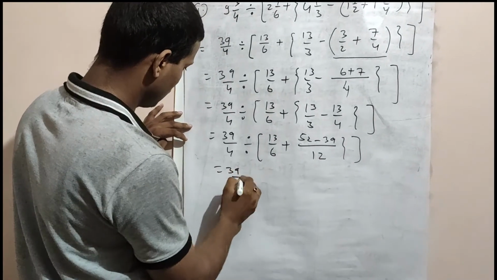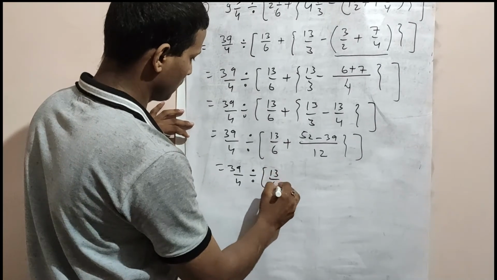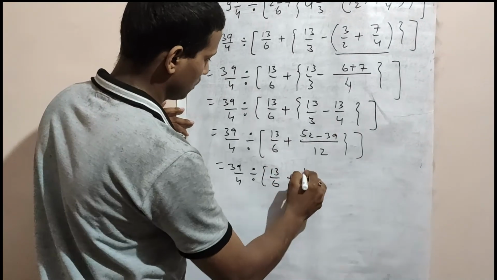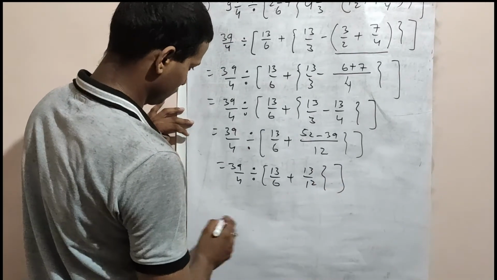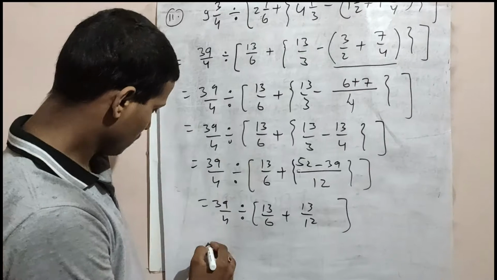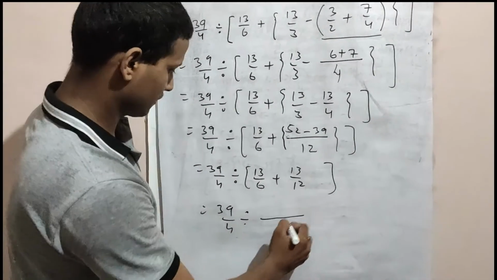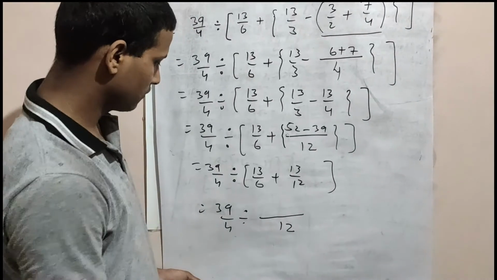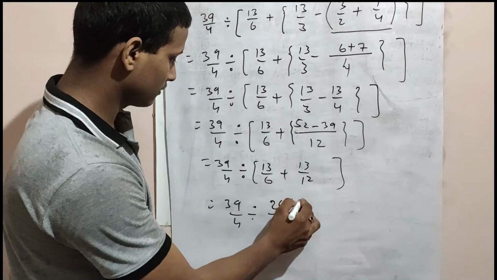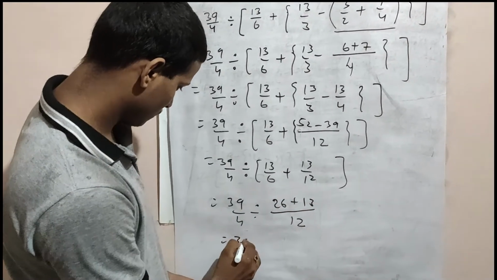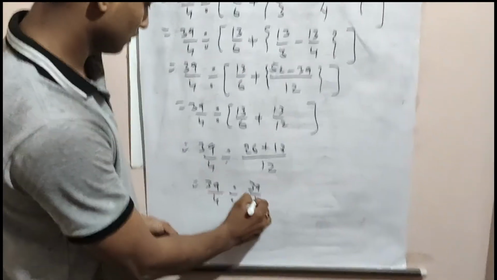Now 39 upon 4 divided by 13 by 6 plus 13 upon 12. Next, 6 and 12, as 12: 13 2s are 26 plus 13. So 39 by 4 divided by 39 by 12.